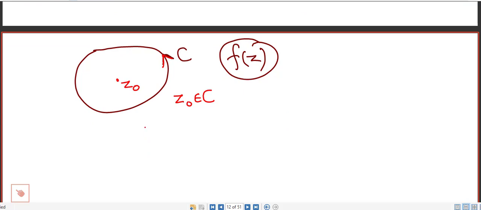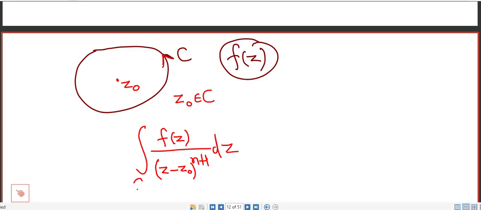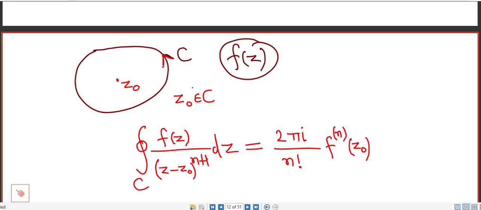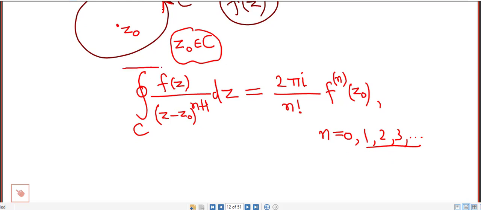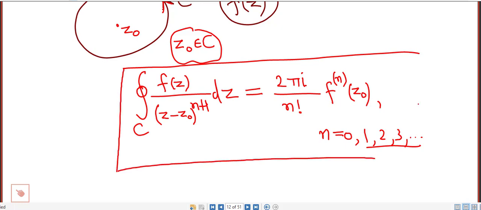Then suppose we are interested in the integral of f of z divided by z minus z0 to the power n plus 1 over this simple closed contour. Then Cauchy integral formula says that value of this type of integral is 2 pi i divided by n factorial times nth derivative of this function f of z at point z0, where z0 is a point inside this simple closed contour C, and this is valid for n equal to 0, 1, 2, 3 and so on. So it is valid for n equal to 0 and for every natural number n. So here if we have this type of integral, then we can apply Cauchy integral formula.